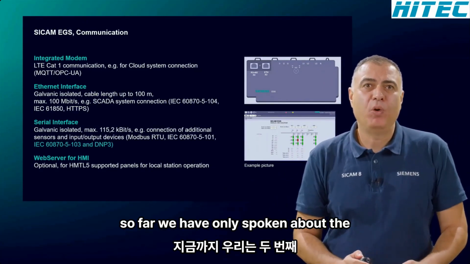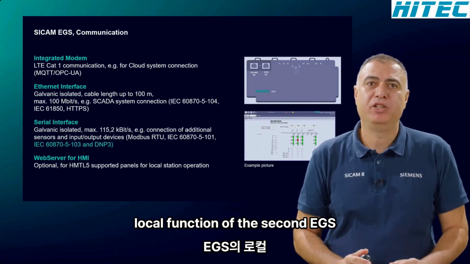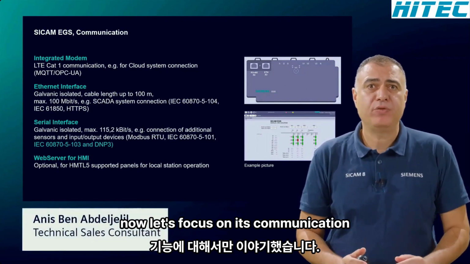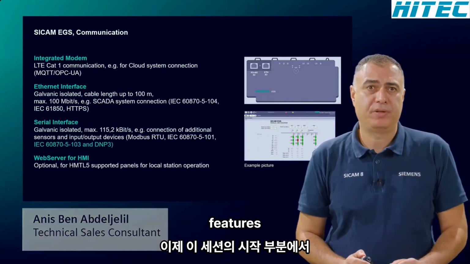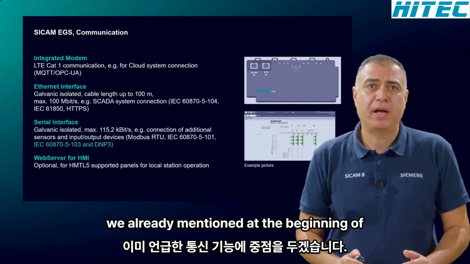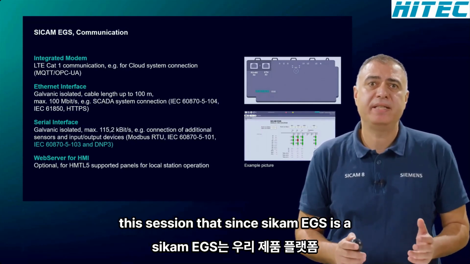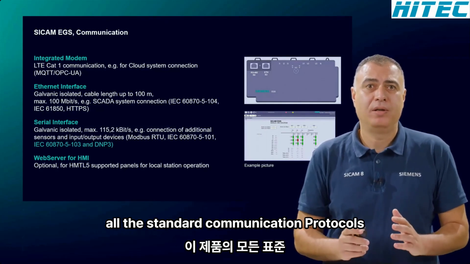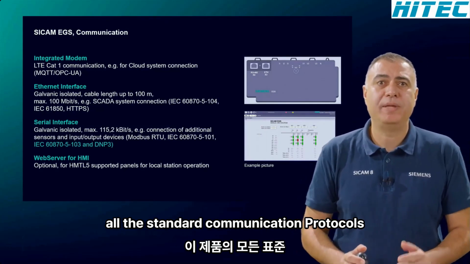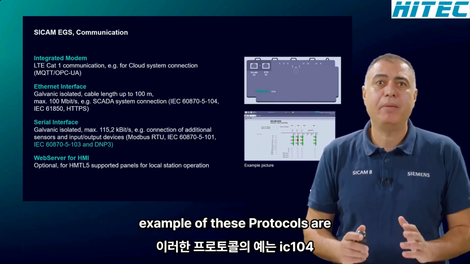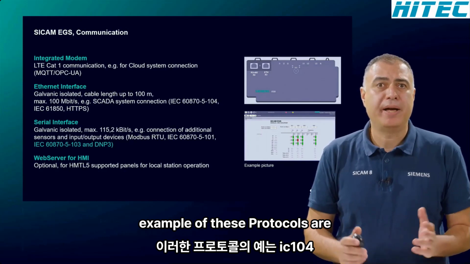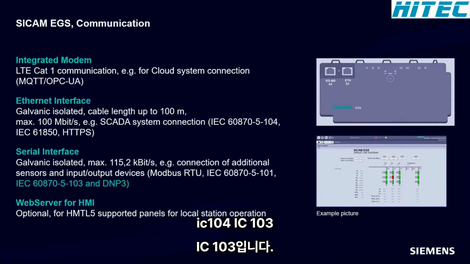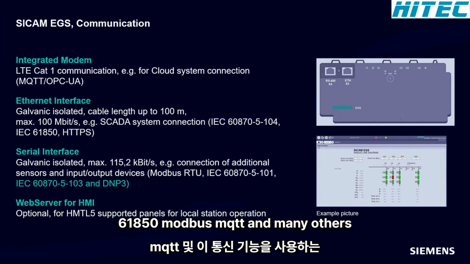So far, we have only spoken about the local function of the SICAM EGS. Now, let's focus on its communication features. We already mentioned at the beginning of this session that since SICAM EGS is a member of our product platform SICAM8, all the standard communication protocols of this platform are available. Examples of these protocols are IEC 104, IEC 103, IEC 61850, Modbus, MQTT, and many others.